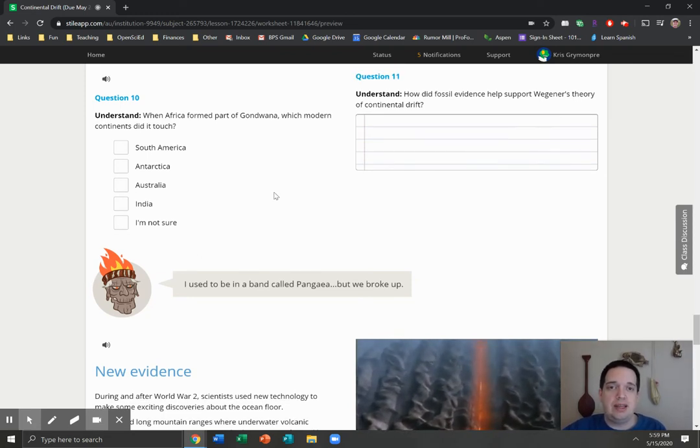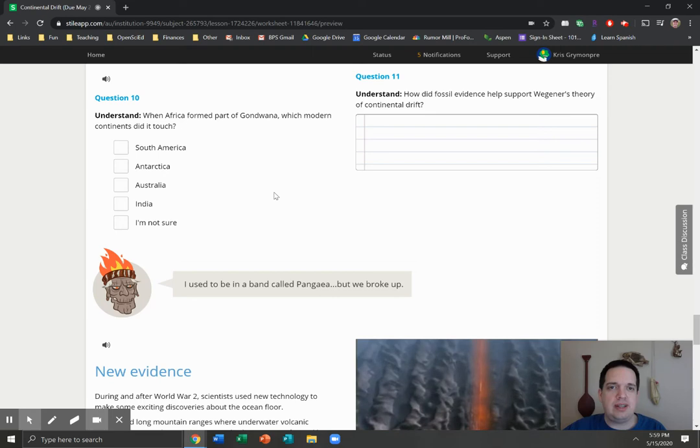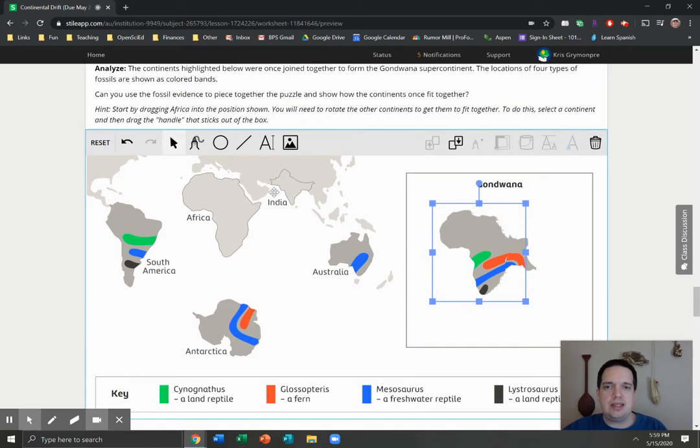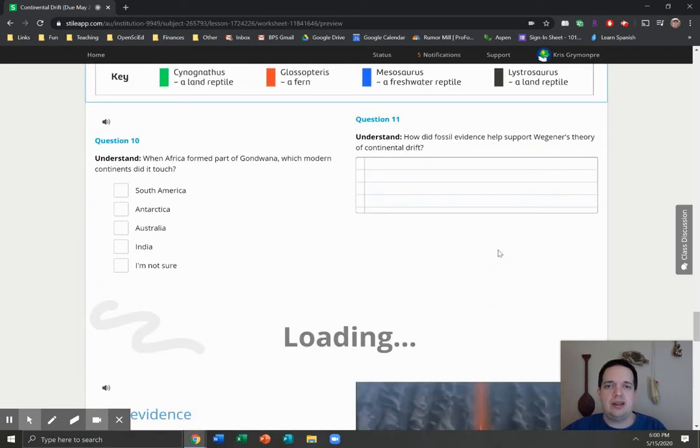Number 11, understand, how did fossil evidence help support Wegener's theory of continental drift? So basically, how does this help support the idea that the continents were once together and that they moved apart since? How does that support that idea? Why does this help prove his theory? You're going to have to write down a sentence or 2 there.